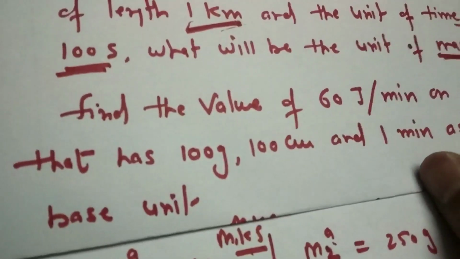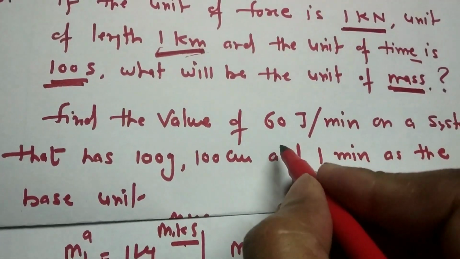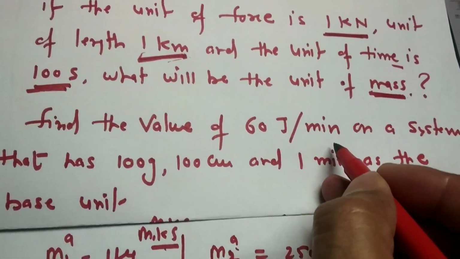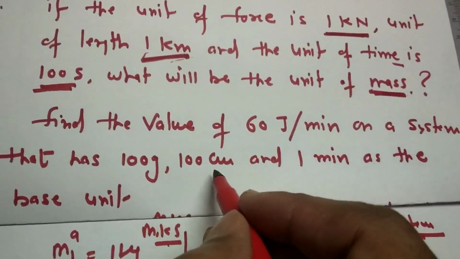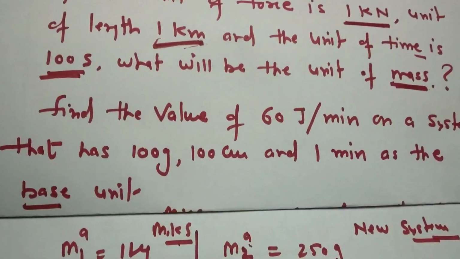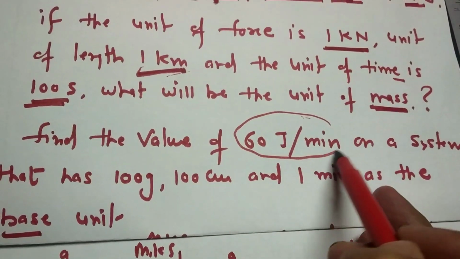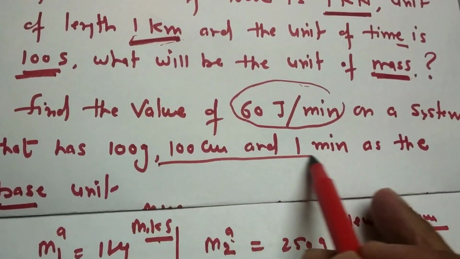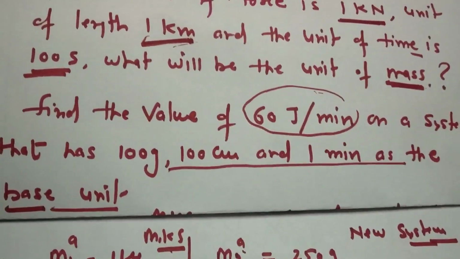Now question number 3. You can see: find the value of 60 joule per minute in a system that has 100 gram, 100 centimeter, 1 minute as the base units. Base unit means fundamental unit. Same thing, this quantity you have to convert into these fundamental units. Clear? 60 joule per minute.